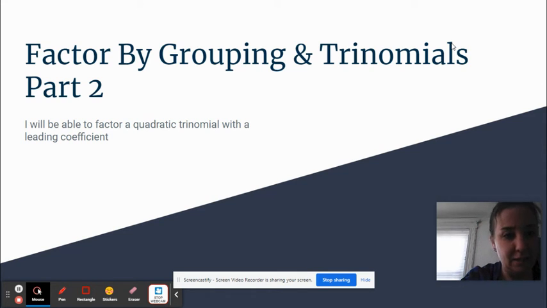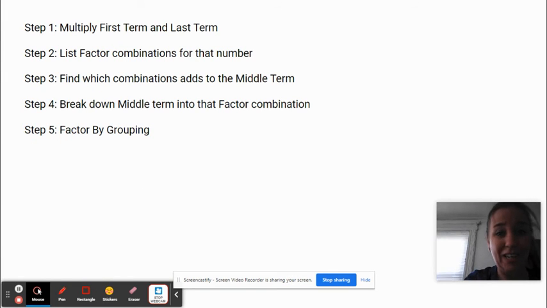So I added some steps right here. That way, when you're doing your work, maybe you can replay the video and pause this slide. So you multiply the first term and the last term. List factor combinations. None of this is really going to make much sense until I actually show you how to do the problem. But this list is here for when you work through your problems, because it is a lot of steps, and not going to lie, they are a bit time consuming. So let's get to the next slide and just jump right into it.